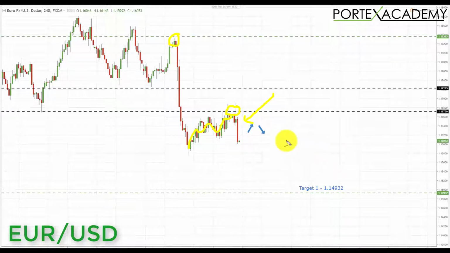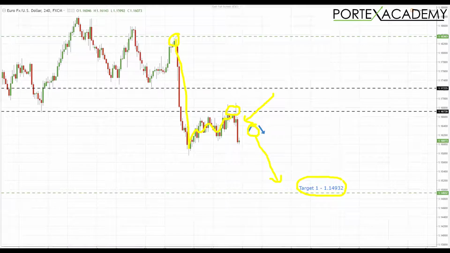So going into next week, very simply, we're looking for a continuation of this pattern to the downside, known as a bear flag. We're looking for a correction to take place before we start to look for bearish formations and patterns. We'll be looking for those to short this pair down towards the target and the next key area of support at 1.14932.